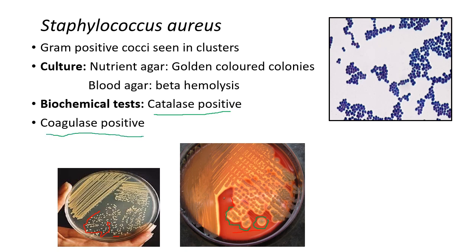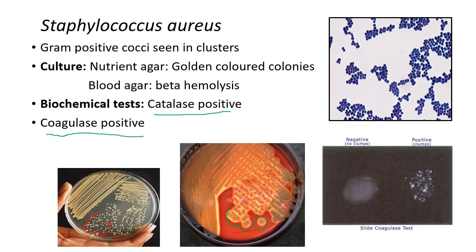Coagulase is another enzyme, and it is a bound enzyme. It is bound to the cell wall of Staphylococcus aureus. And what do we do in this? We emulsify the colony. So you've seen the colony on blood agar. We'll pick it up with a sterile loop and emulsify it in saline. Now to this we will add plasma. It could be rabbit plasma, it could be human plasma, and we mix it with the plasma.